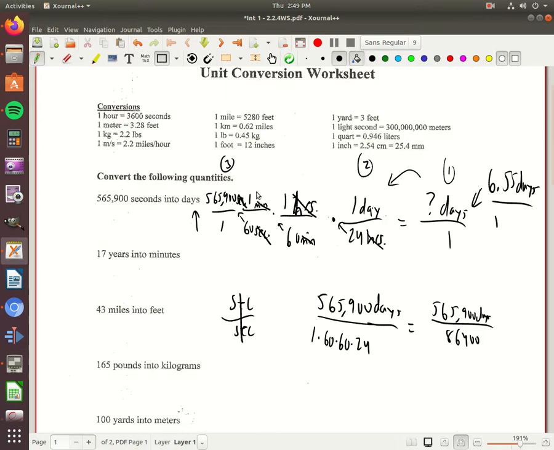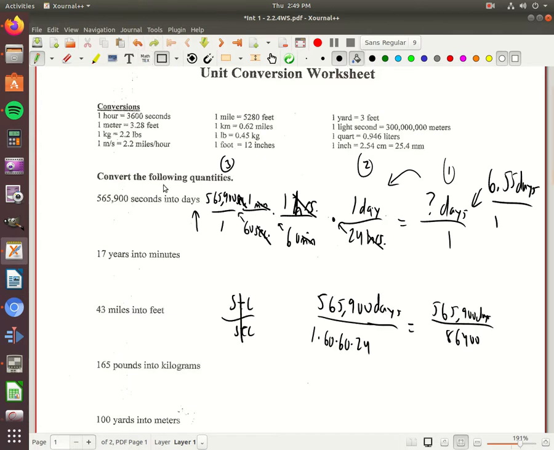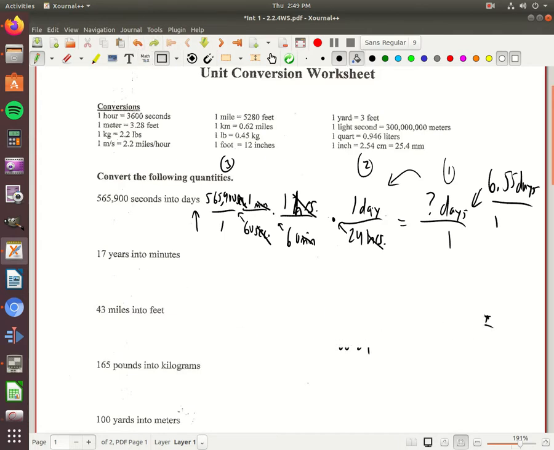And again, I'm going to go through the process the same way each time. Actually, I think I was a little bit bigger there than I wanted. I didn't want to erase the kilograms. Okay, so let's jump down to this one here.